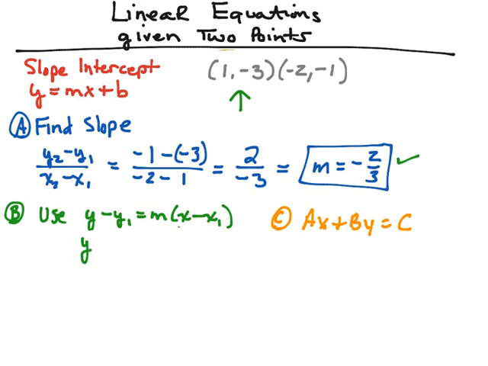So what I'm going to do is replace this y1 with the y value, which in our case is a negative 3. Remember, m stands for slope. I just found that. That's a negative 2/3. And the x1, remember we're using that first ordered pair, and the x value in that first ordered pair is a 1. So here's what it looks like with all the values plugged in. Now to make this look a little nicer to work with, these two negatives are going to make this a positive 3.